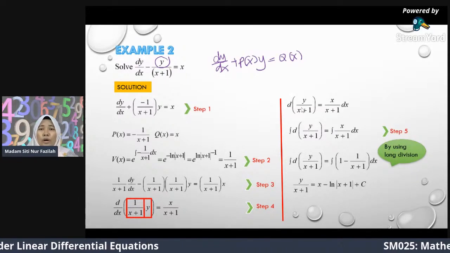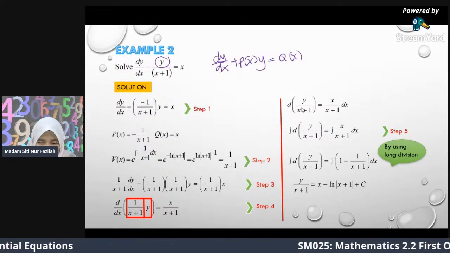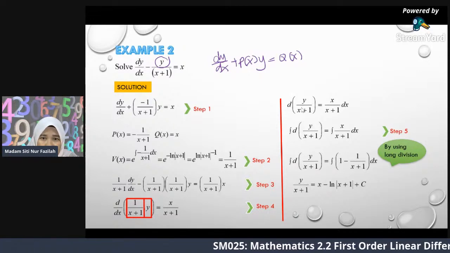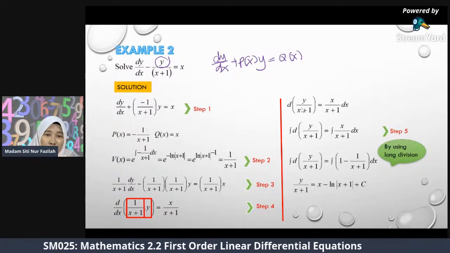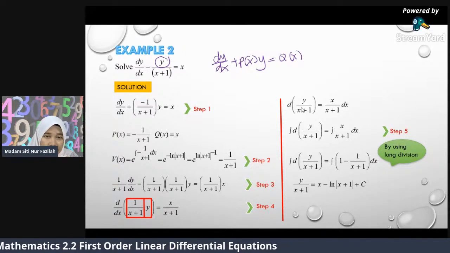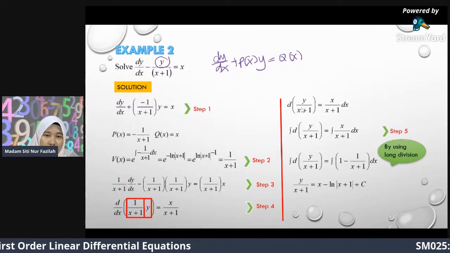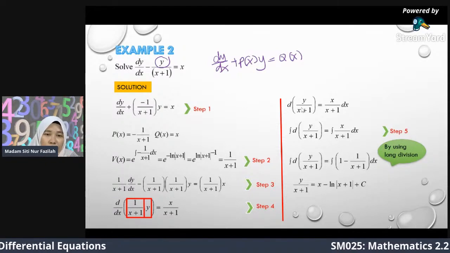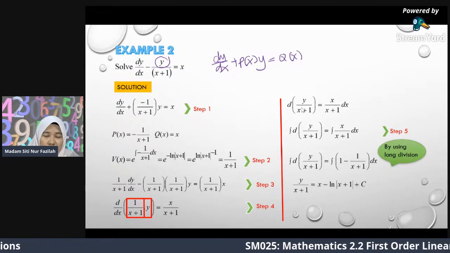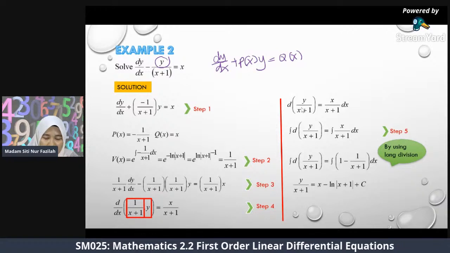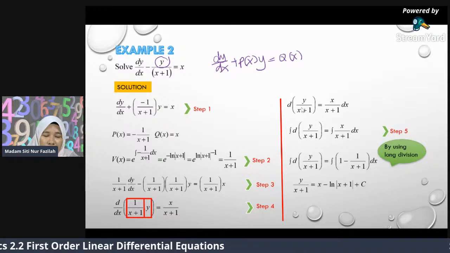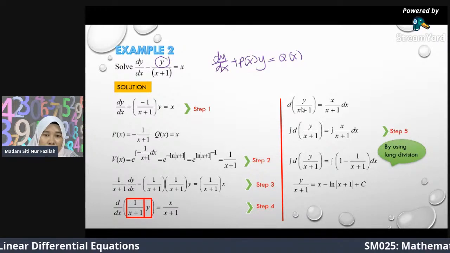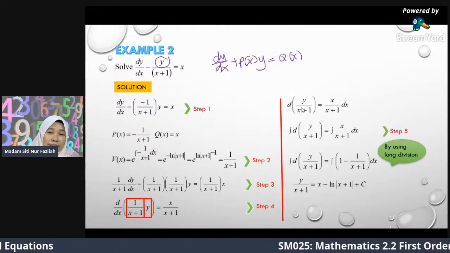That's why we can get 1 minus 1 over x plus 1. Or we can use the substitution method. To integrate the left side, integrate dy over x plus 1. Actually, we know that the answer is y over x plus 1. For the right side, integrate 1 is x, minus integrate 1 over x plus 1 is ln absolute x plus 1, plus c. Don't forget plus c.